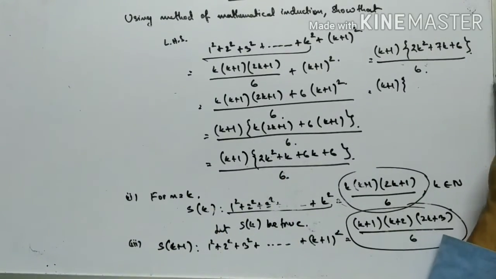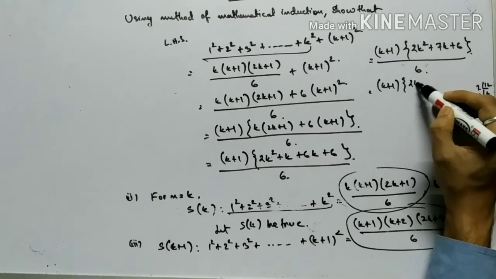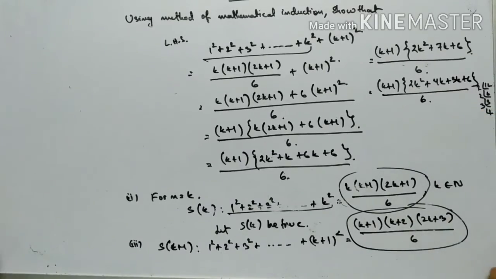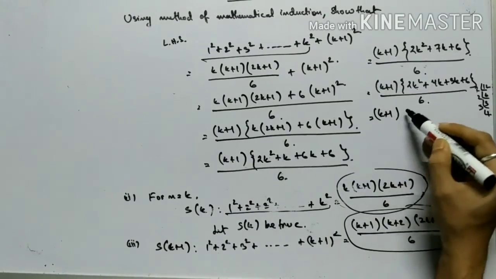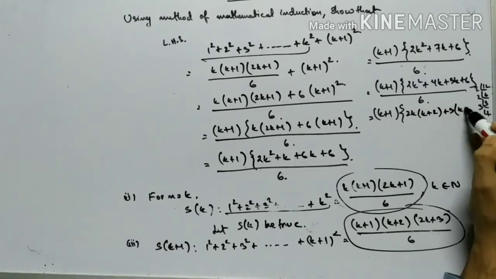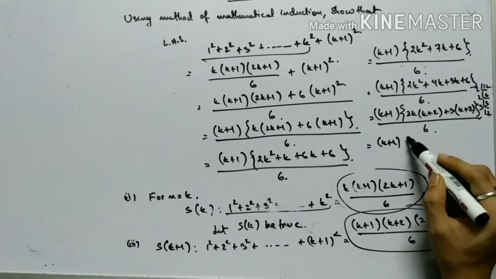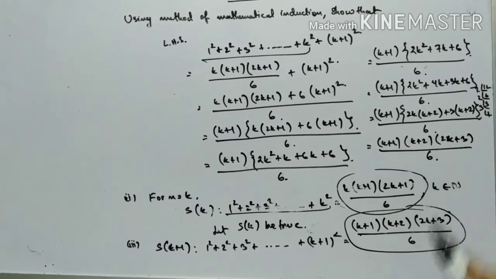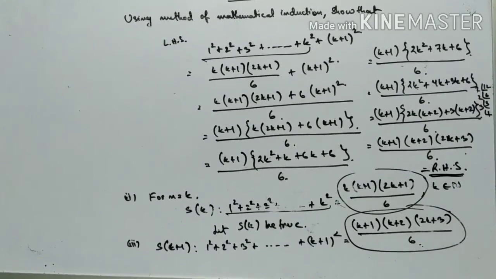Now splitting the middle term: 6 times 2 is 12, 4 and 3. So 2k²+4k+3k+6, over 6. Taking 2k common and 3 common, this is (k+1)(k+2)(2k+3)/6, which is equal to the RHS.